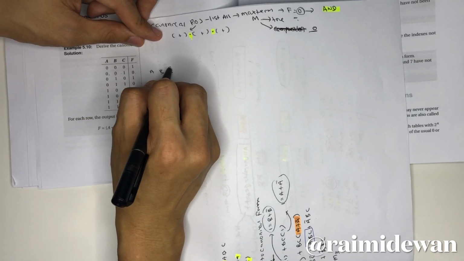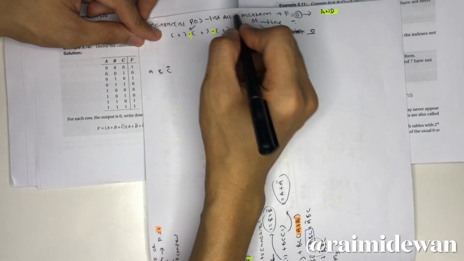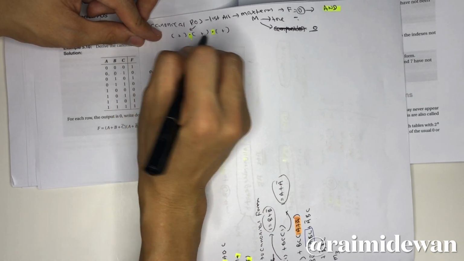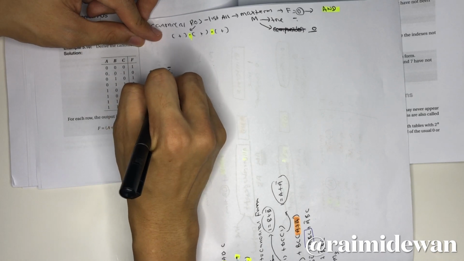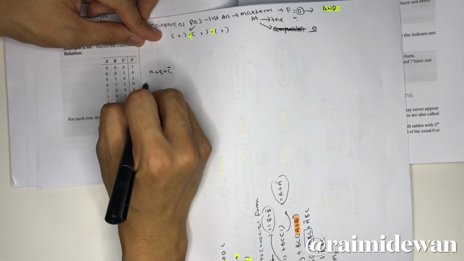So here, okay, and it is a product of sum. So product of sum, so it is summation inside. Easy so far? Okay, now how about this one?